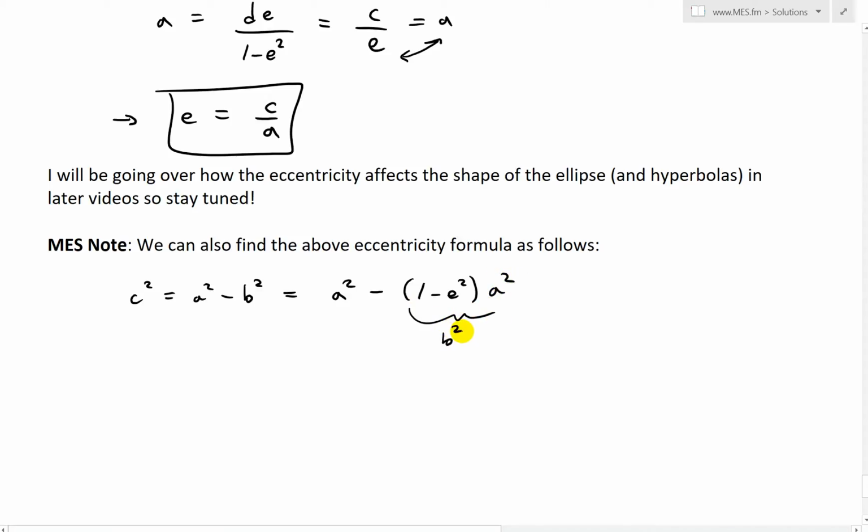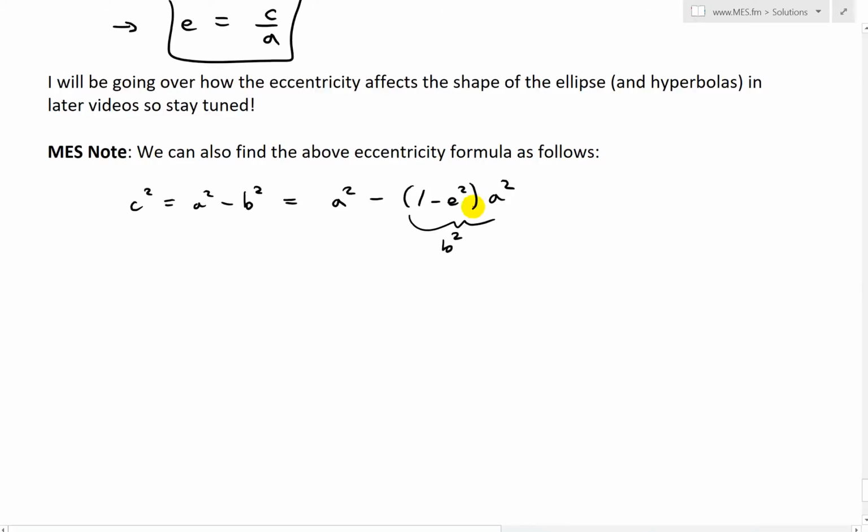So we got rid of the b, and now we factor out the a squared. This equals a squared times (1 minus 1 plus e squared). Like that, this cancels, and we're just left with a squared e squared. So this is c squared.